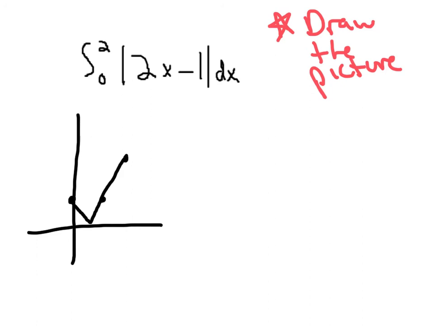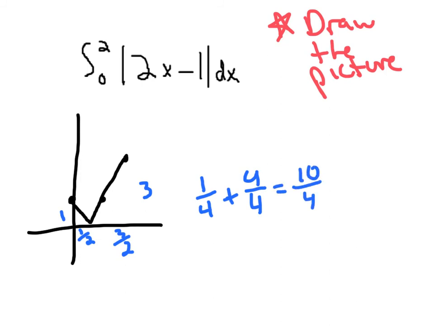The little one has height 1 and base 1/2. The big one has height 3 and base 3 halves. So the little one has an area of 1/4 plus 9/4. So I get out 10/4 to be my area.